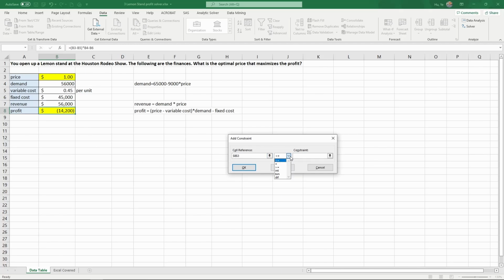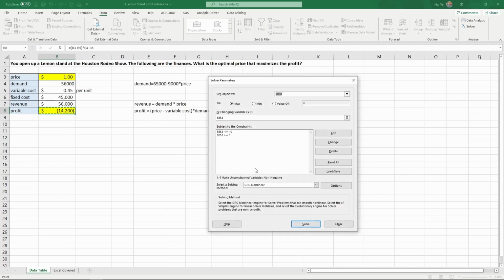So the price definitely should be larger than or equal to $1 here. And click OK. So now we have two constraints: the price will be larger than 1 and less than 10. And here you can change these constraints by using these buttons, or delete certain constraints. You can reset, which will allow you to reset all the constraints.